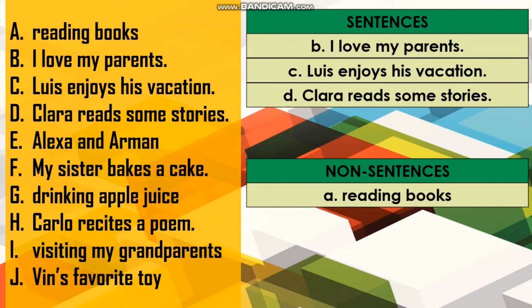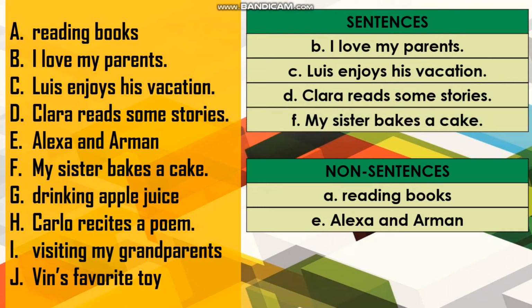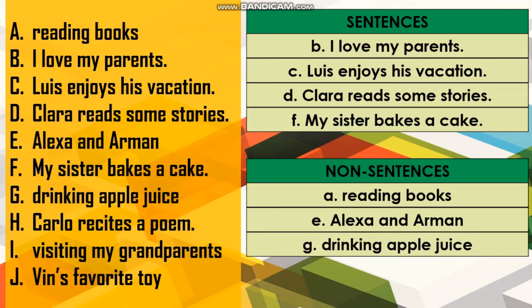Letter E. Alexa and Arman. Correct. A non-sentence. Letter F. My sister bakes a cake. Is it a sentence or a non-sentence? Right. This is a sentence. Letter G. Drinking apple juice. Is it a sentence or a non-sentence? Very good. This is a non-sentence.